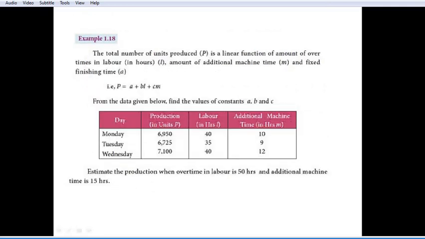Now we go to example 1.18. You do it as homework.